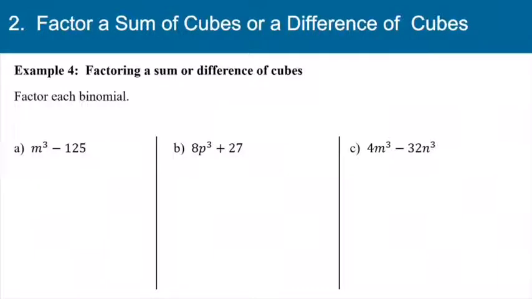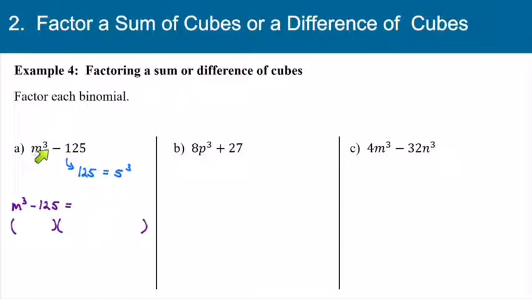So for each problem, we first need to identify whether it's a difference of cubes or sum of cubes or something else. So here we have m cubed minus 125. Is 125 a cube? Is 125 a third power of anything? Yes, 125 is the third power of 5. So now we know that we're going to be able to factor this as a difference of cubes. So we set down our binomial and trinomial size parentheses.